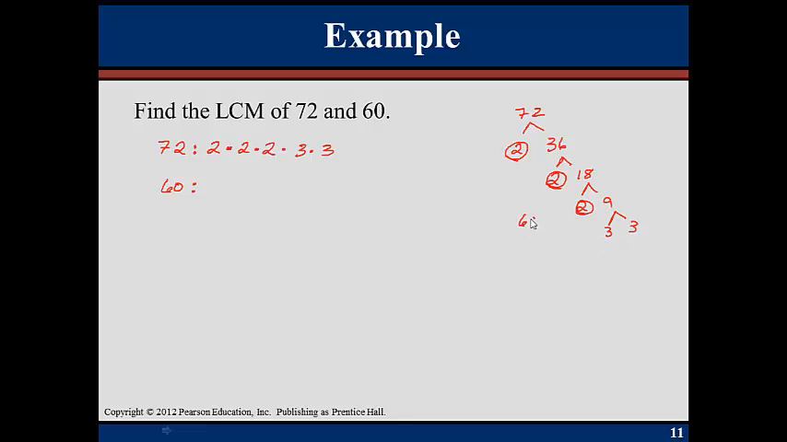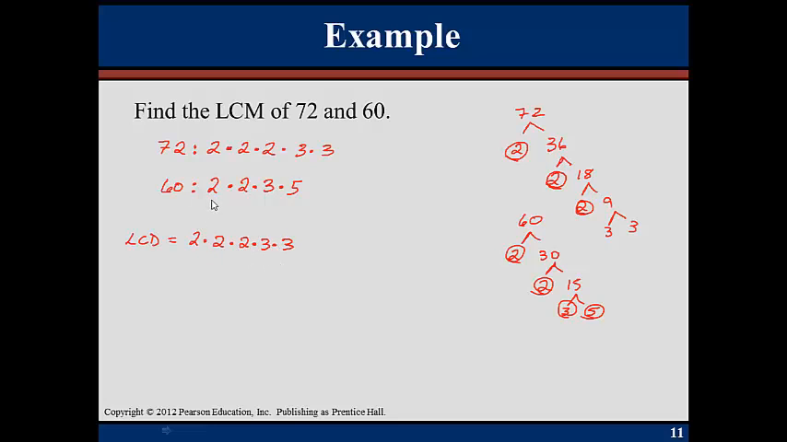Also, let's break down 60. So that'll be 2 times 30. And then 2 times 15. And then 15 is 3 times 5. So this becomes 2 times 2 times 3 times 5. And we write down the LCM by writing the factors from the first number. So we have 2 times 2 times 2 times 3 times 3.